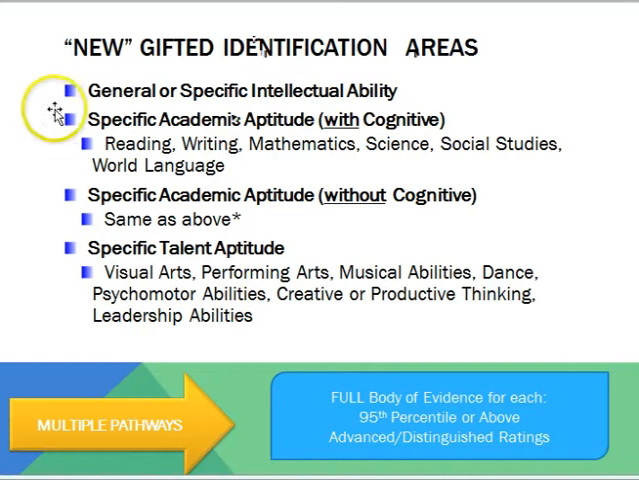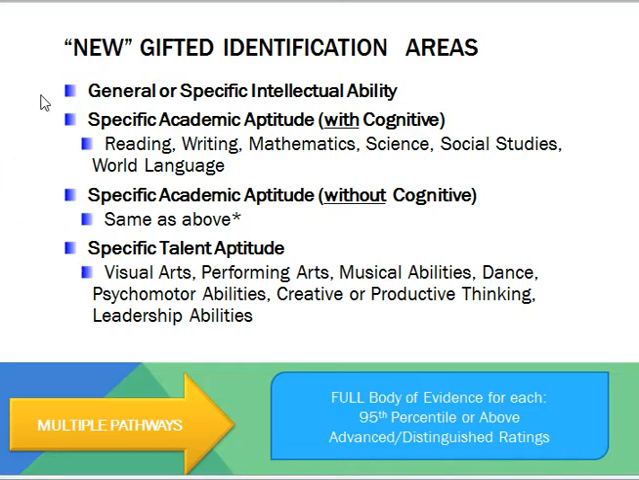The new gifted identification areas, and when I say new, I'm being a little facetious with this. It's not necessarily that these are new categories. In fact, it's just the way that they are worded. All of these are pretty much the categories that have been in law for quite some time. But the coding system is going to be based off these new areas.